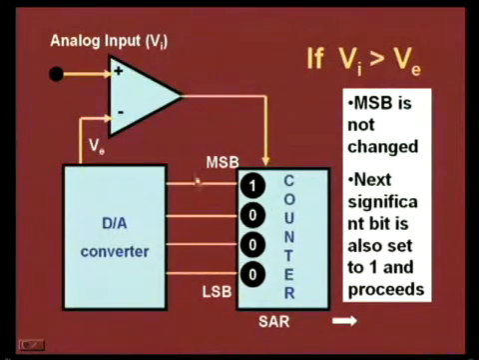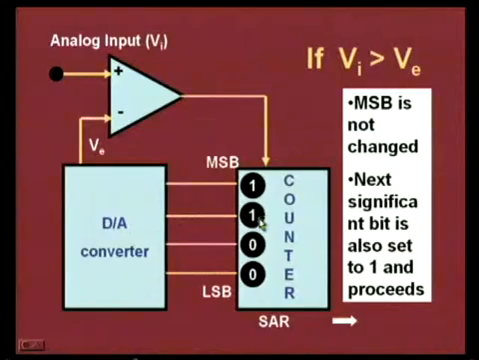The other way, if the input value is higher than the equivalent value, what will you have to do? You will have to increase the counter value. So, the MSB is not changed and the next significant bit is set to 1. So, this should be set to 1, and this should remain 1.